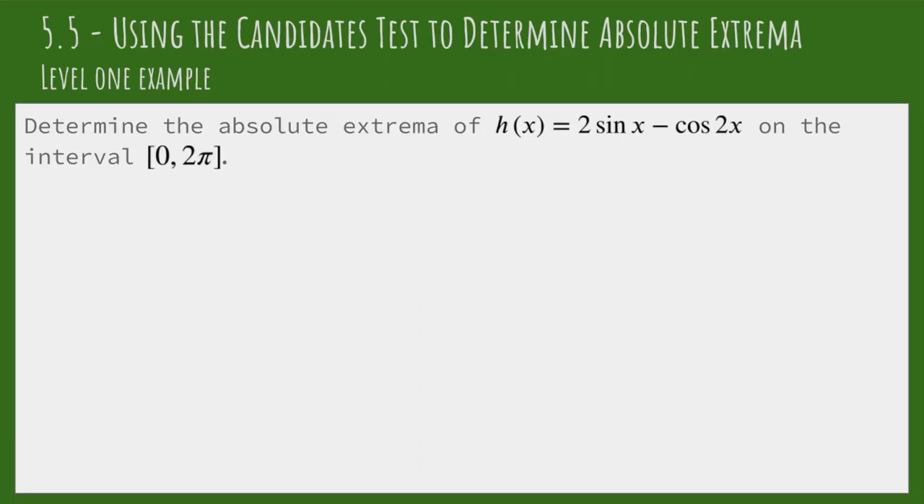All right, let's do one more here just to get a little more practice, this one involving some trig. So same question, different function, different interval. We want to find absolute extrema. So we're going to start by taking the derivative.